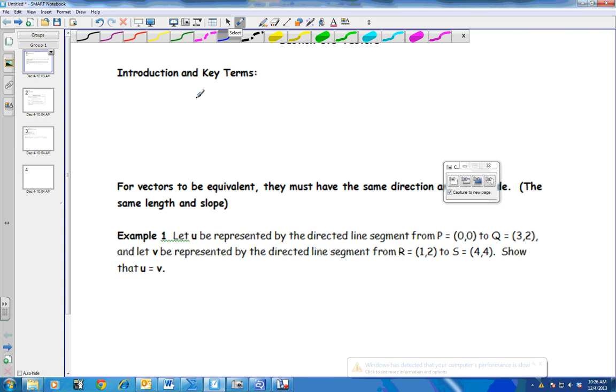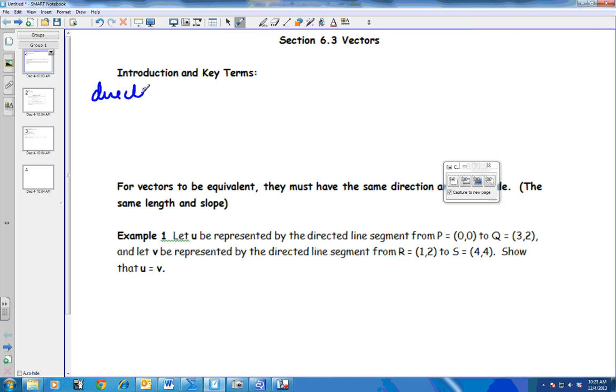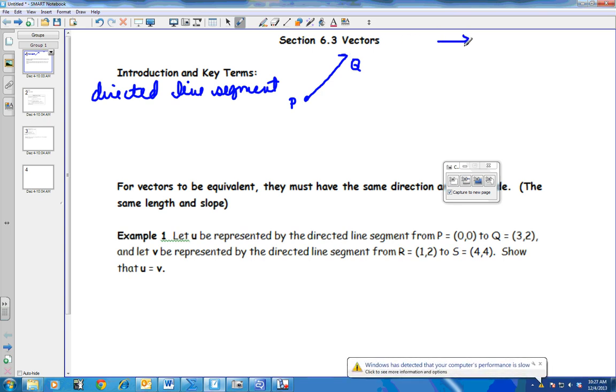Okay, a directed line segment, and I would write this down in your notes, has an initial point, and we're going to call that point P, and a terminal point, and we're going to call that Q. Now a directed line segment has magnitude and direction. Whenever I label this point P, here's my terminal point Q, and instead of in geometry when I used this for a ray, directed line segments or vectors are going to be just a one-sided arrow.